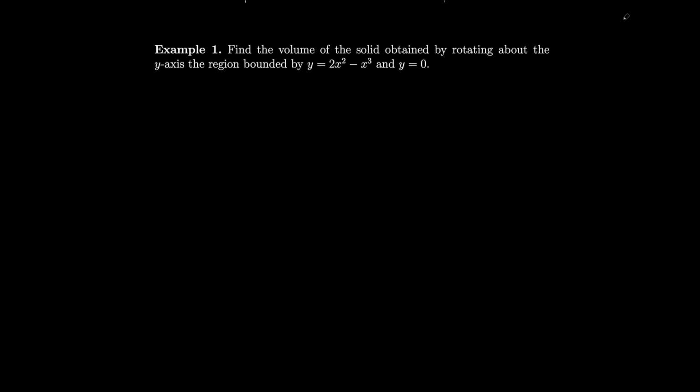How about we find the volume of the solid obtained by rotating about the y-axis the region bounded by y equals 2x squared minus x cubed and y equals 0. So let's see how we can draw this. So here's our nice graph of our function, and I use the word nice very loosely.